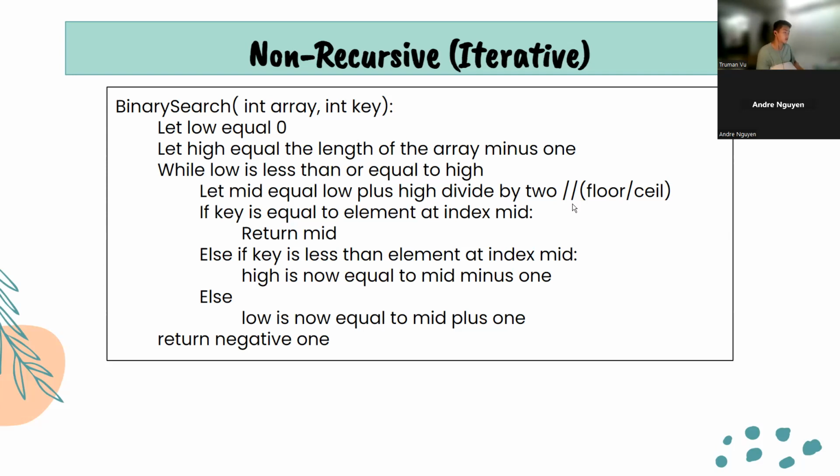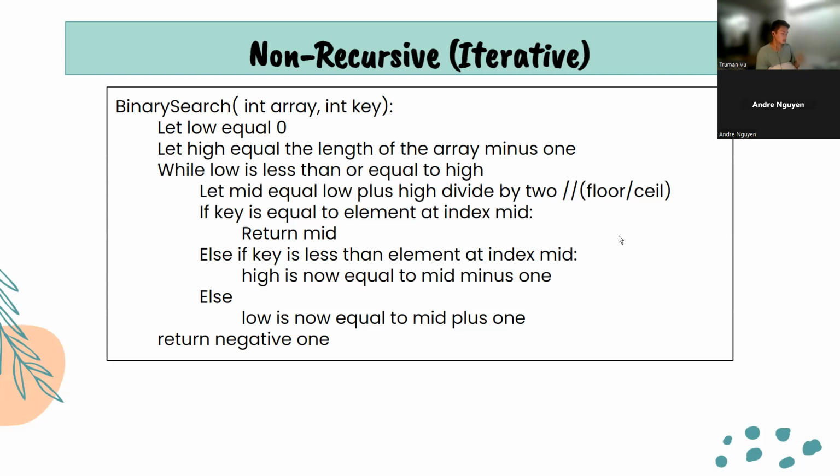If key is equal to element at index mid, so if the key that we're looking at is equal to the element at the index mid of the array, then we just return the mid. We found it. However, that's very hopeful. Unless you've known that it's the middle of the index, then you'd probably have to run it again. And this is where the other conditions run.